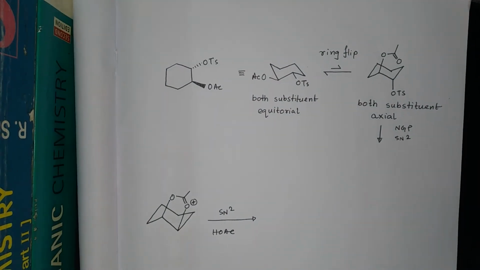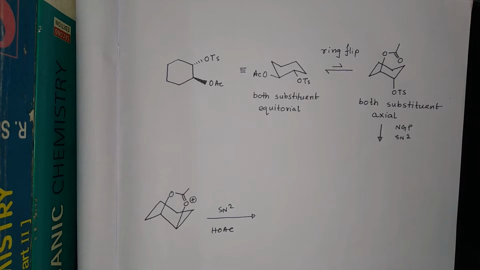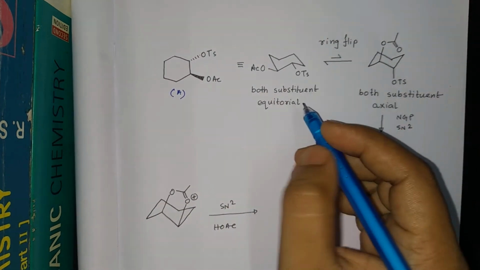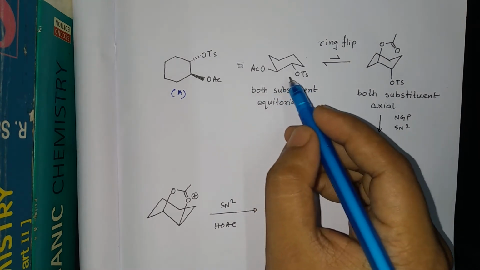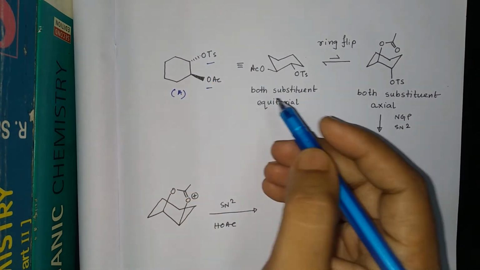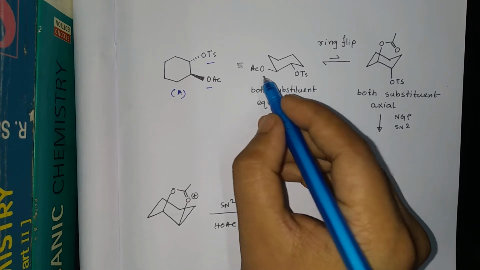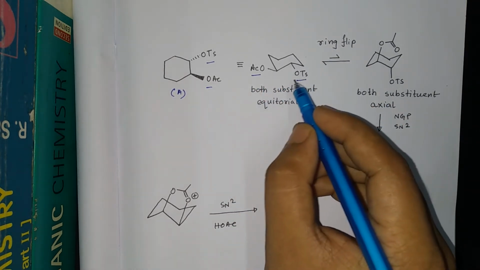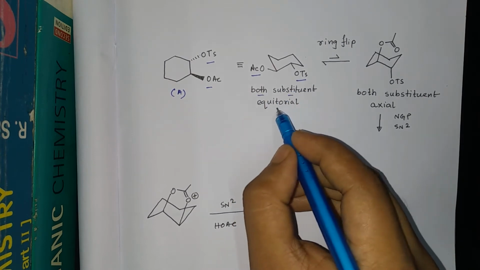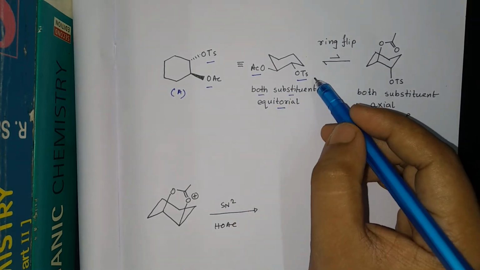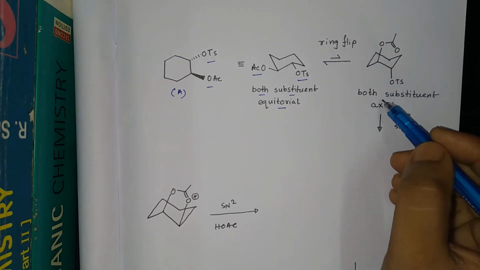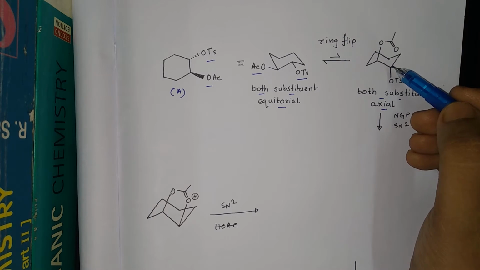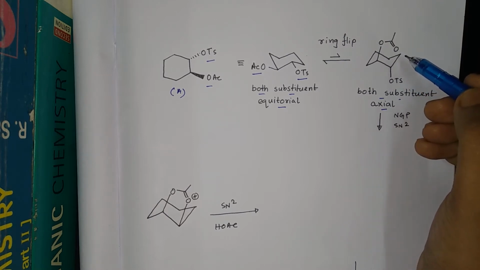This is a case of neighboring group participation reaction, and I will first discuss compound A. This is the structure, because both are in the trans position. One is above the plane and one is below, and in this structure both substituents are in the equatorial position. It will go for a ring flipping where both substituents are in the axial position. This is quite unstable because of the 1,3 diaxial interaction.